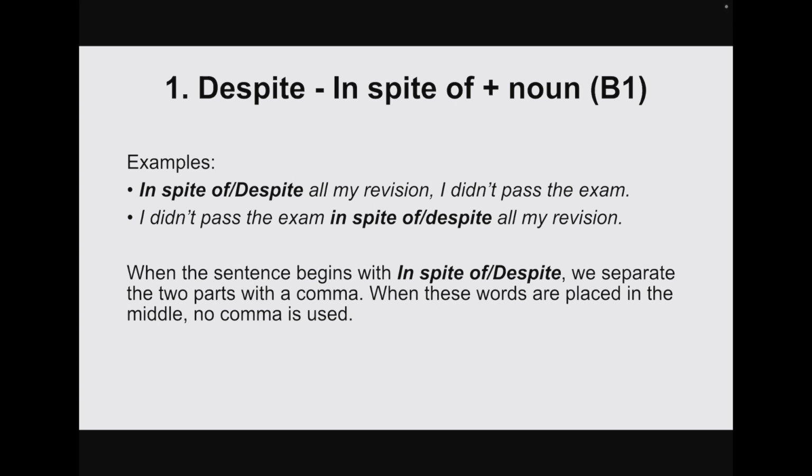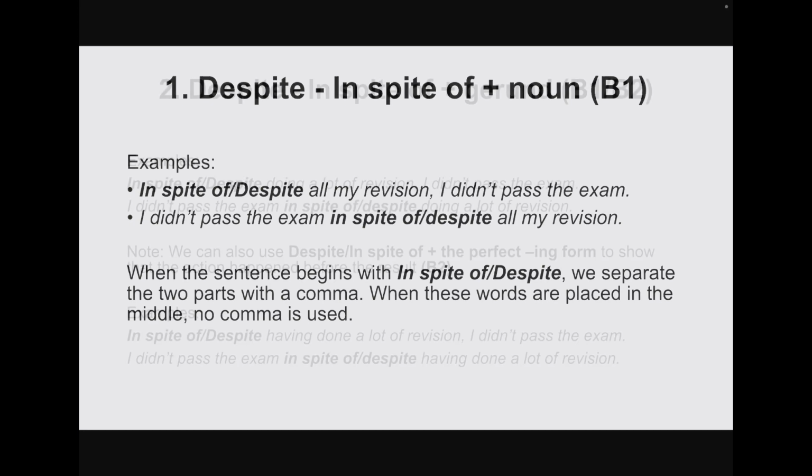Despite or in spite of plus noun. This is a B1 level expression. Here are some examples. In spite of, despite all my revision, I didn't pass my exam. I didn't pass my exam in spite of, despite all my revision. When these sentences begin with in spite of or despite, we separate the two parts with a comma. When these words are placed in the middle, no comma is used. As you can see, in this case, despite and in spite of are followed by a noun.